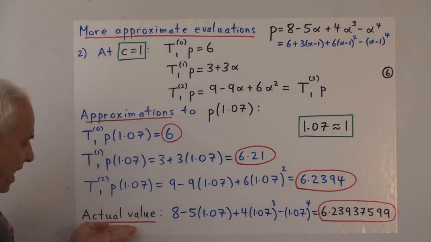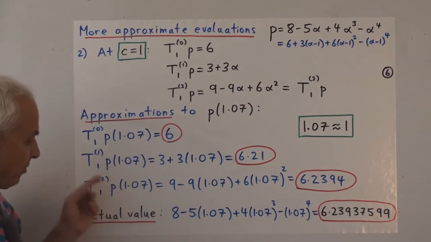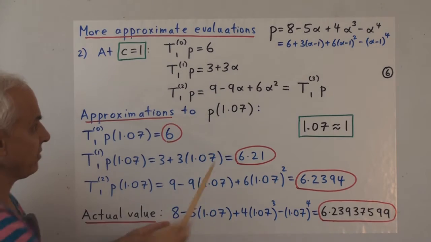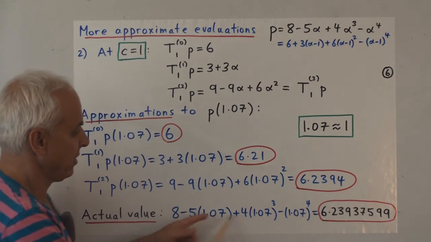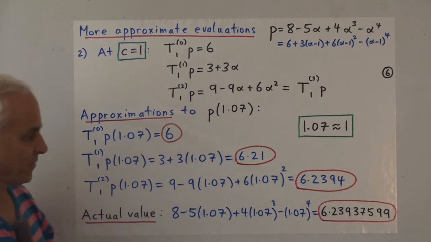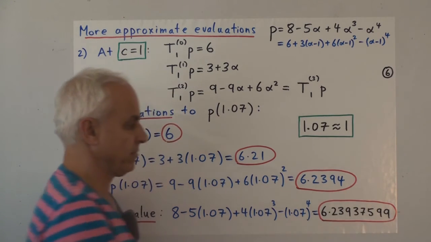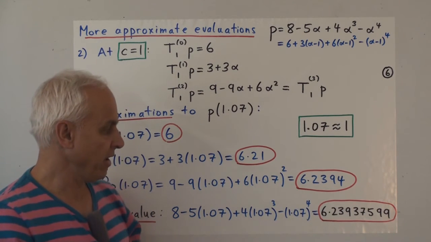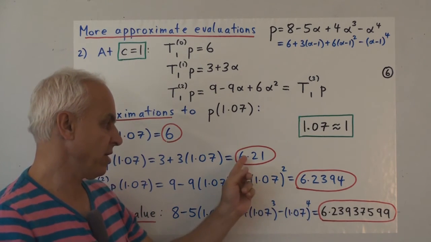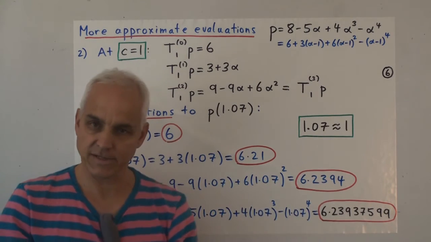And of course, we should compare it to the actual value. If you actually take the whole polynumber and you plug in 1.07, so going right back to the start, and evaluate it, you get 6.23937599. That's the exact answer. This is a pretty good approximation. That's not quite so good. That's not quite so good. But all of them are pretty decent.